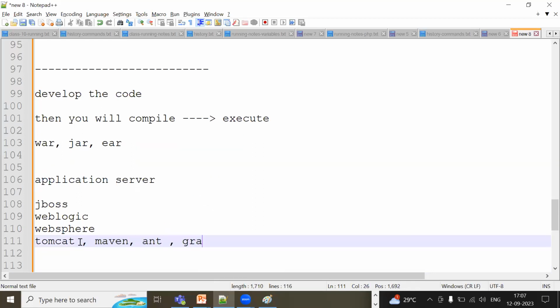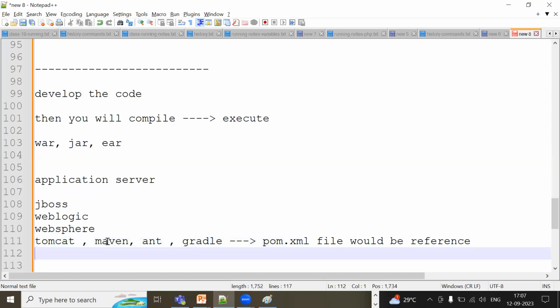or Gradle you'll be using, and a pom.xml file would be the reference. Okay, where all of your dependencies will be there and you will try to execute. You don't know as of now, but these were some of the build tools which can make the particular code into an understandable format for your computer, and that you will try to deploy in some directory.